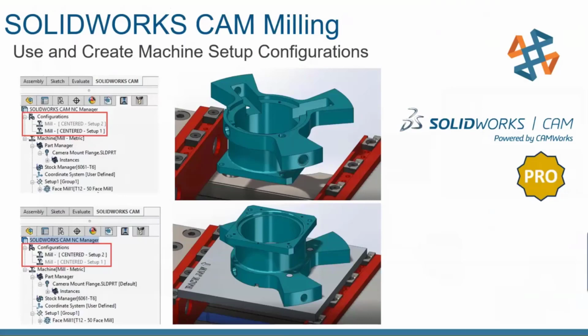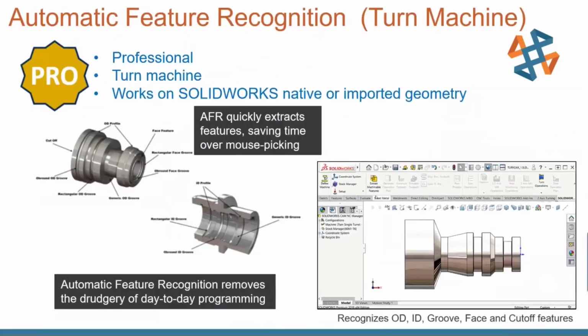Okay. I just mentioned that SOLIDWORKS CAM Pro has 2-axis turning other than the assembly machining, but what you get with the 2-axis turning is also automatic feature recognition. So it'll recognize OD profiles, faces, grooves, all that kind of stuff, just like SOLIDWORKS CAM AFR for milling, but this is for turning. This is in SOLIDWORKS CAM Pro that you can take advantage of as well. Okay.